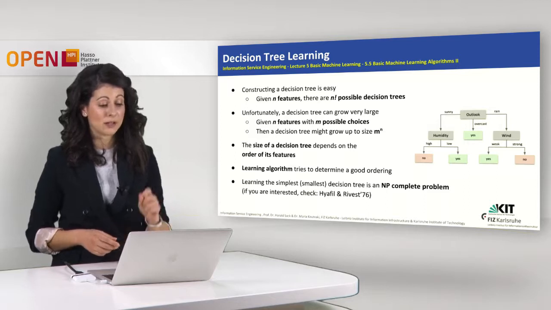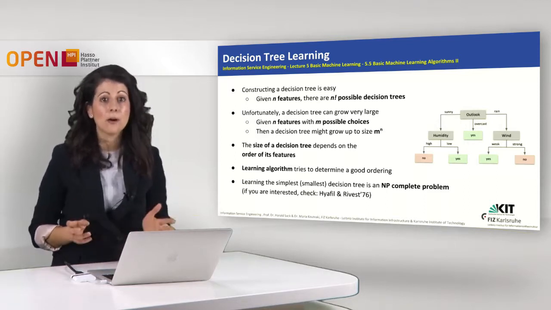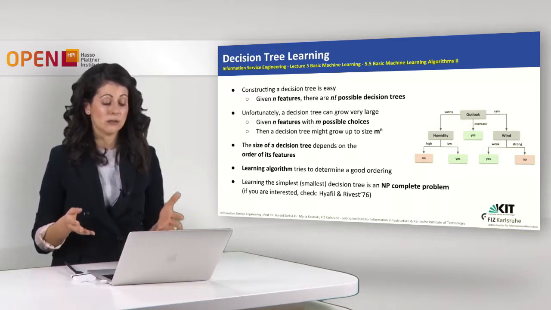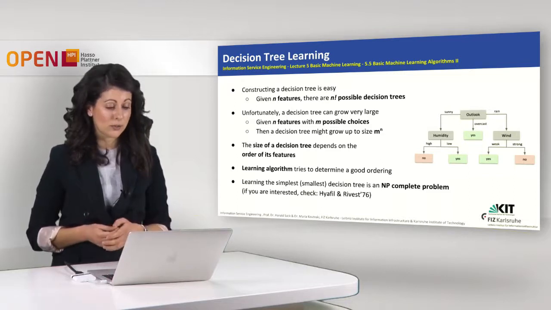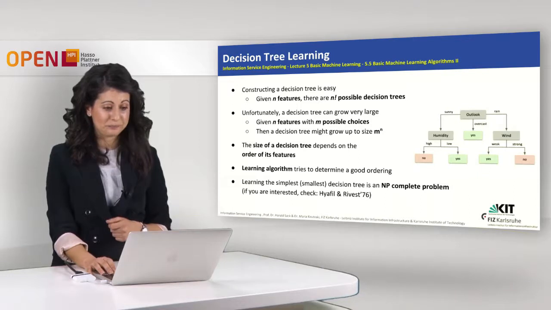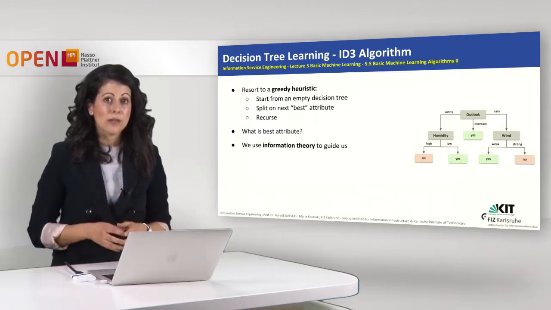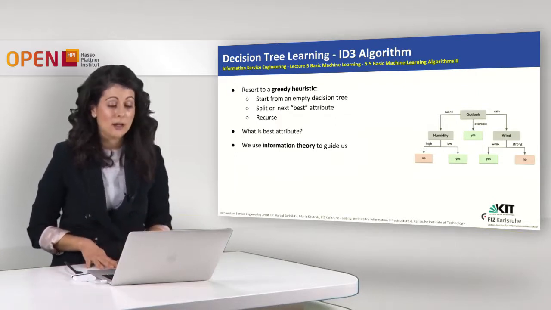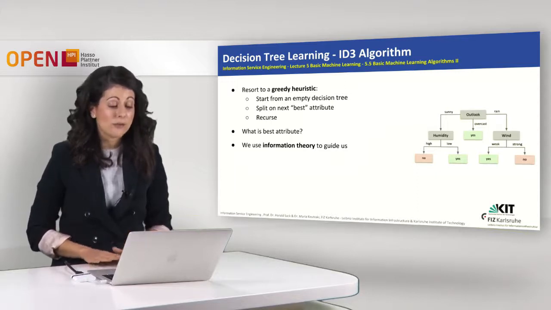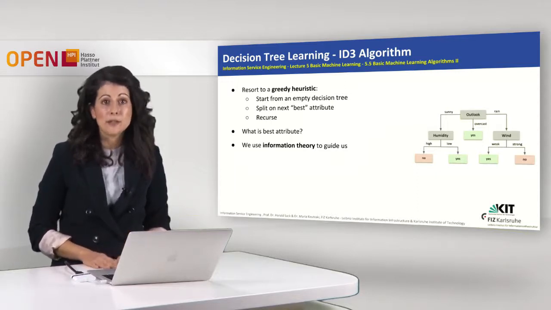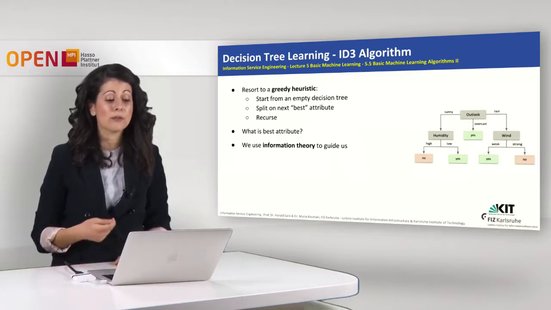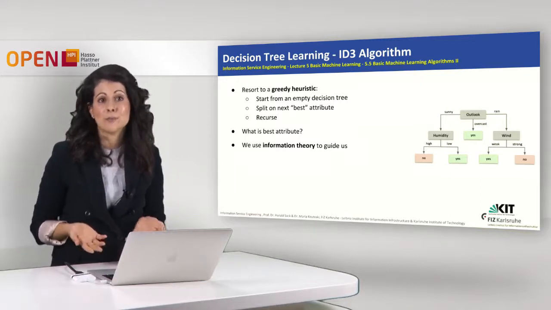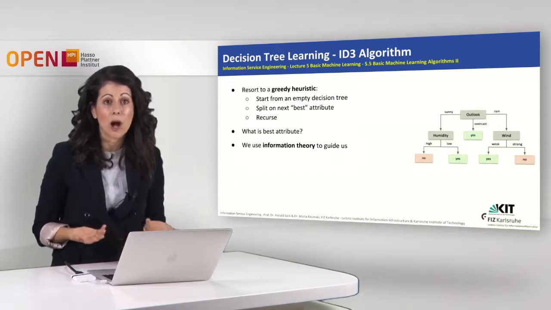But what I want to mention here is that learning the simplest or the smallest decision tree is an NP-complete problem. If you are interested to learn more about it, you can check the related work in this slide. In this part of the lecture, we are going to focus on the ID3 algorithm, which resorts to a greedy heuristic. The steps of this algorithm are the following. First, we start from an empty decision tree, then we split on the next best attribute, and we recurse. The question here is, what is this next best attribute? How can I find it?